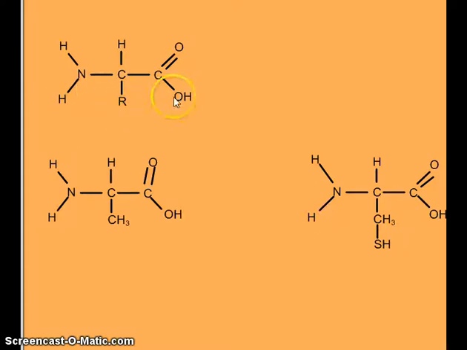So here's again our general structure of it with our R group. And the R group down here, that's different for every amino acid. So this one's CH3. This one over here, we can look at, has a little bit bigger of an R group, CH3, and sulfur and hydrogen. So these are two different amino acids that we can look at.